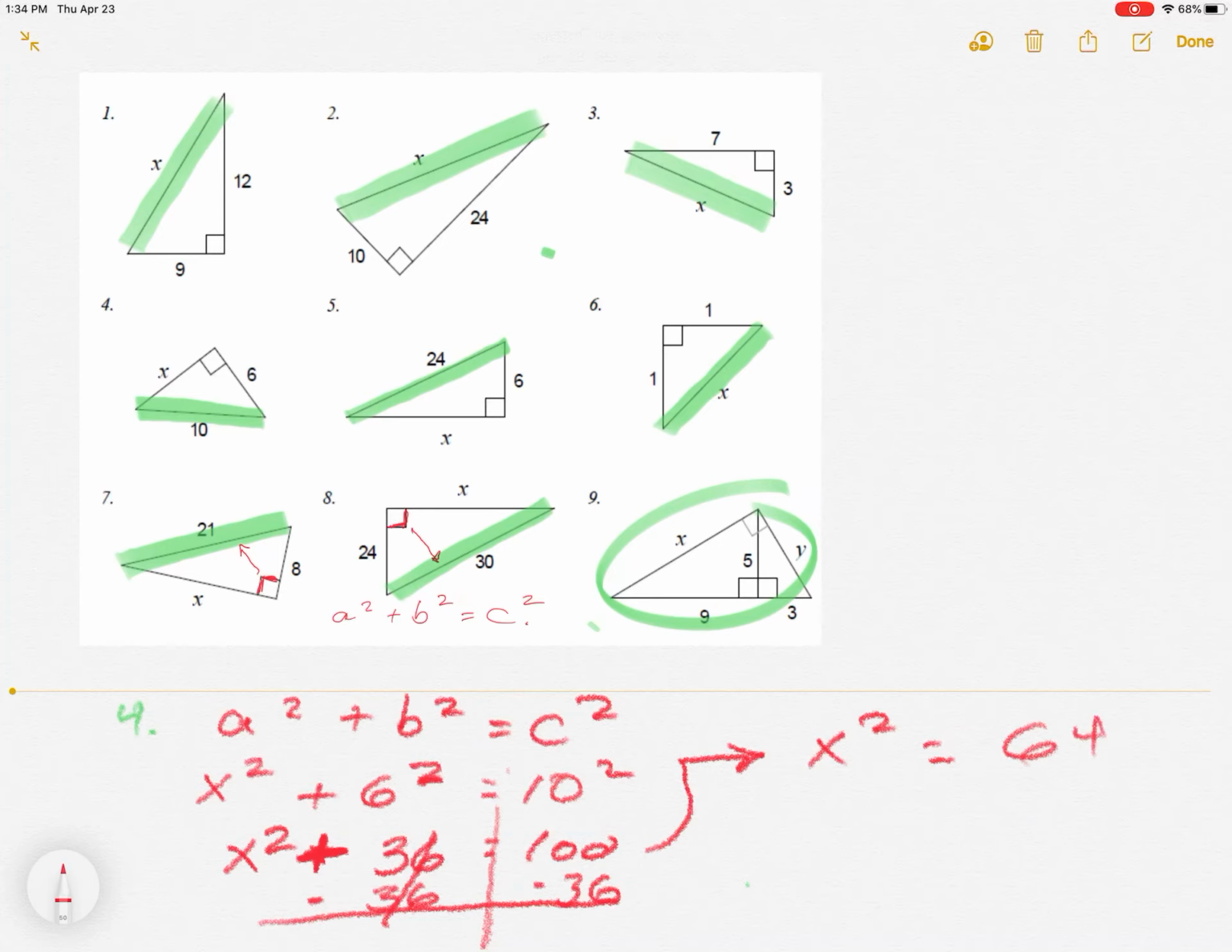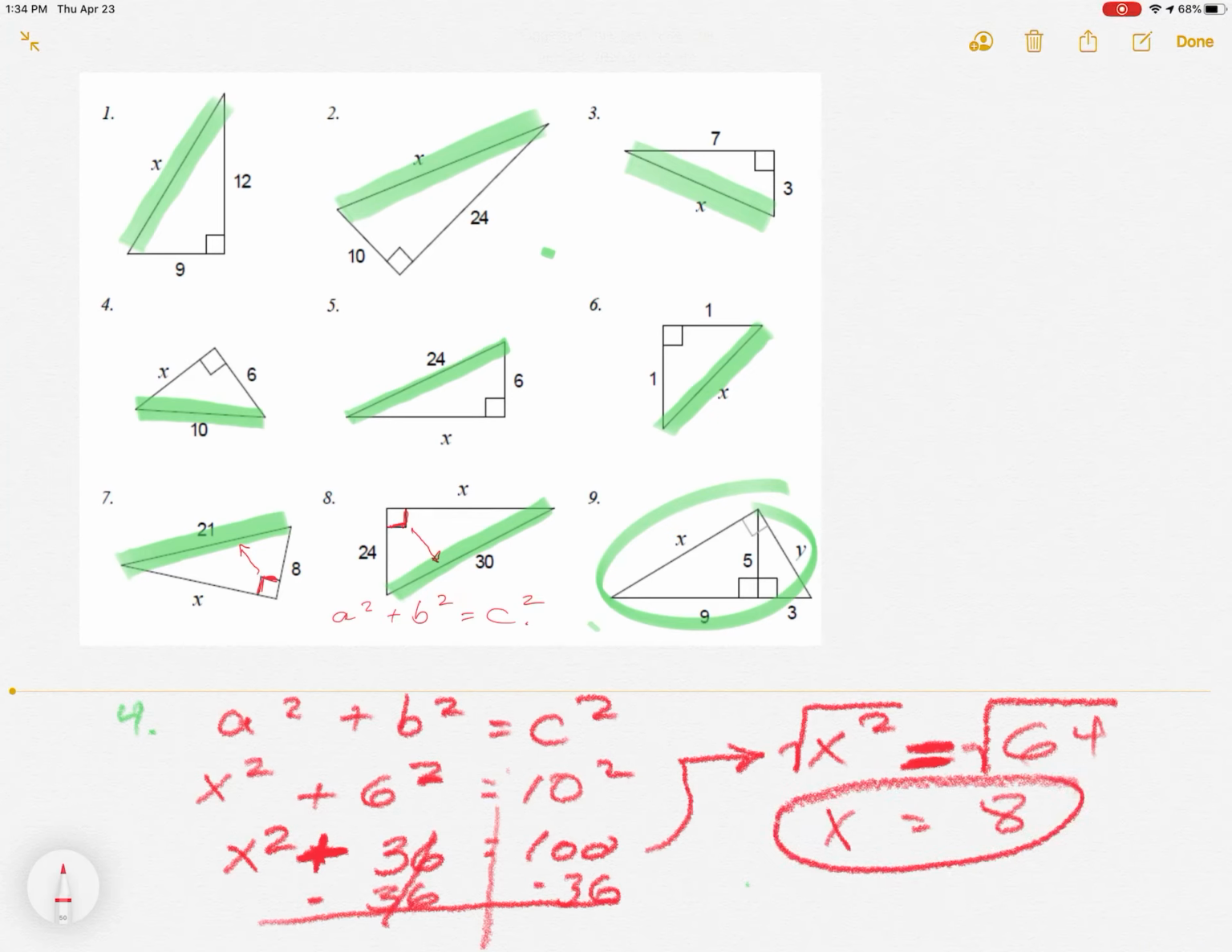All right, and as we did in the problem before, if I have an x squared, in order to get that down to an x, I need to take the square root of that. If I take the square root of the left side of the equation, I need to take the square root of the right side of the equation so that that equation remains balanced. All right, and that's going to give me x equals 8 because I know that 8 times 8 equals 64, and that is the missing length for number 4.